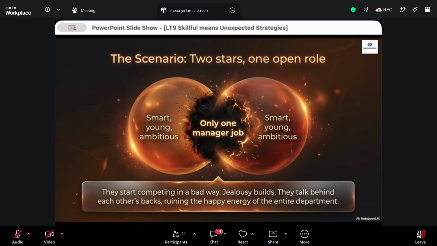So I want to ask everyone, if you are the boss in this situation, what is the expected, normal way that you would solve this problem? Or how would most bosses react to this problem? Let's have some interaction. You can just turn on your mic and say it, or you can type it in.